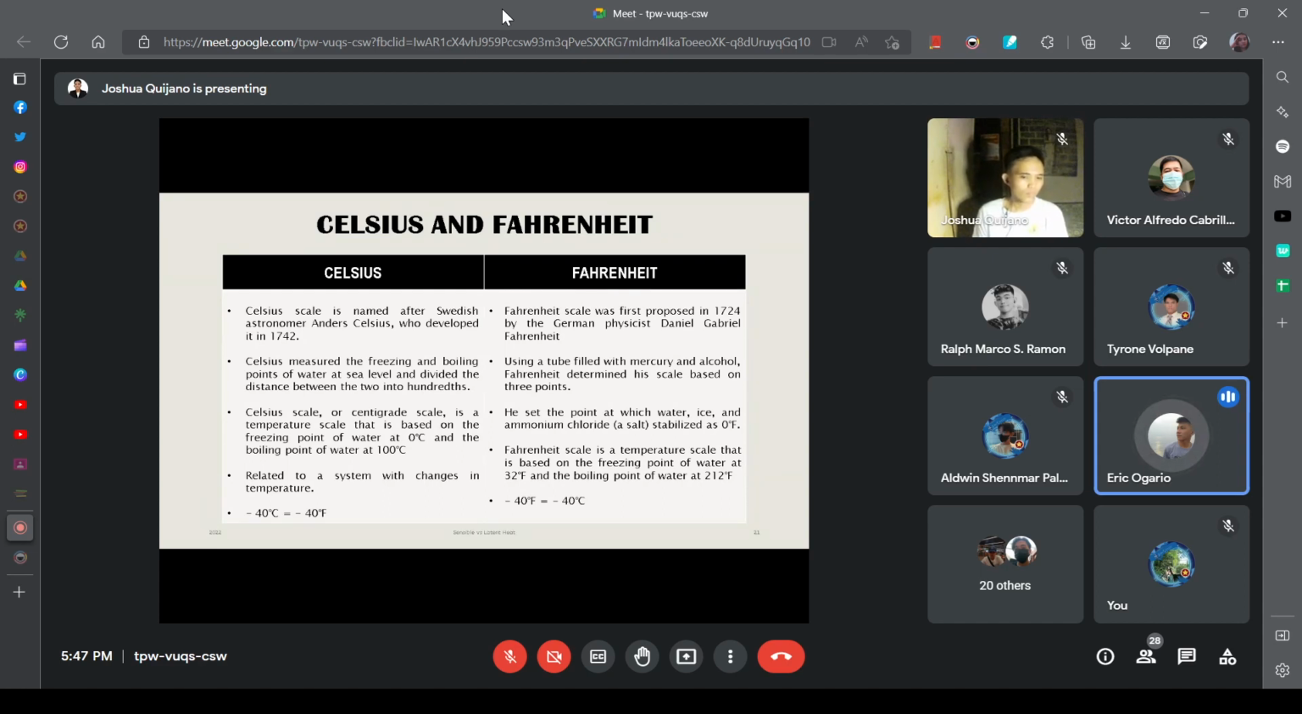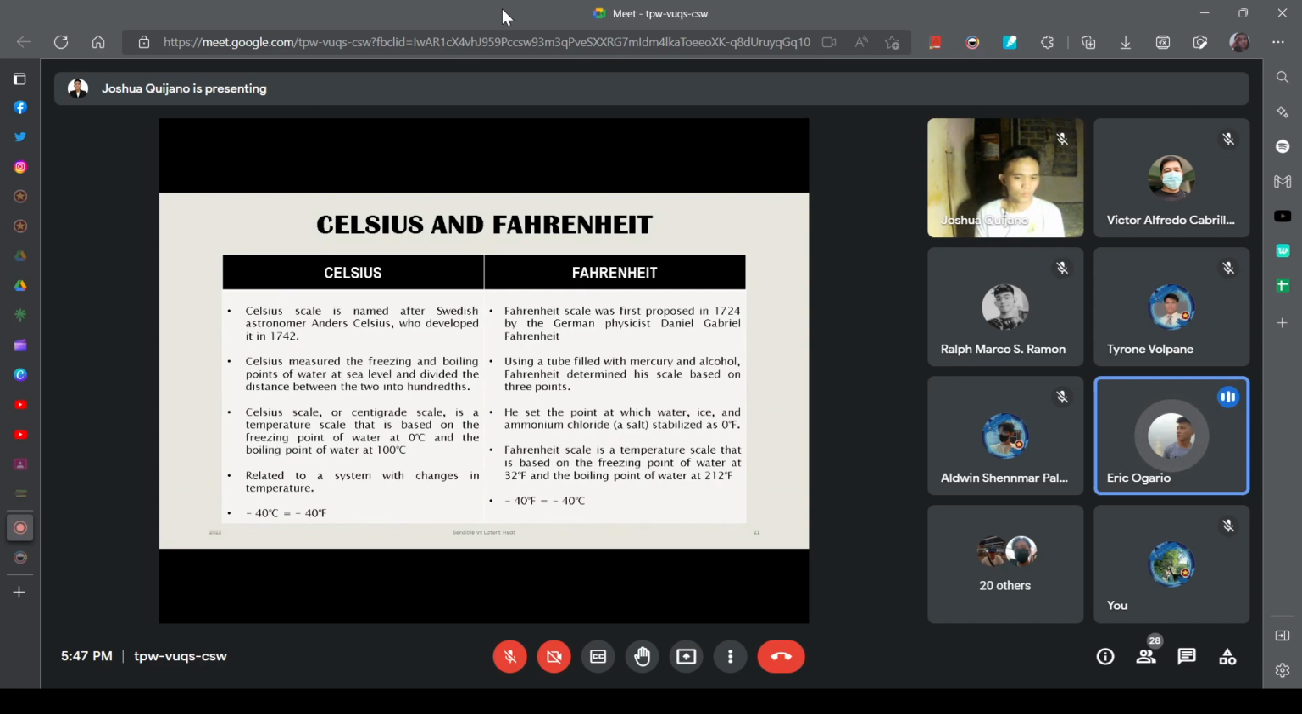Fahrenheit. Fahrenheit scale was first proposed in 1724 by the German physicist Daniel Gabriel Fahrenheit. Using a tube filled with mercury and alcohol, Fahrenheit determined his scale based on 3 points. Set the point at which water, ice, and ammonium chloride salt stabilize at 0 degrees Fahrenheit. Fahrenheit scale is temperature scale that is based on the freezing point of water at 32 degrees Fahrenheit and the boiling point of water at 212 degrees Fahrenheit.